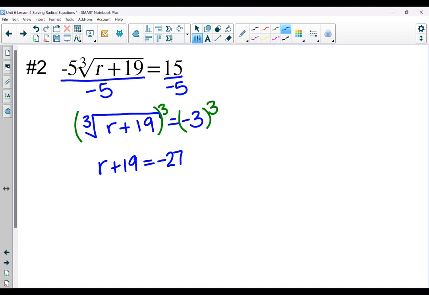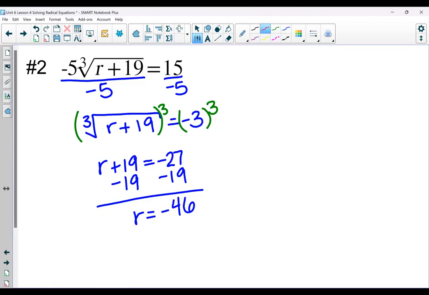You do have to have a reasonable amount of knowledge for your cubes and your fourths and your squares for this chapter. Isolate r by subtracting 19 on both sides. We find out that r is equal to -46.